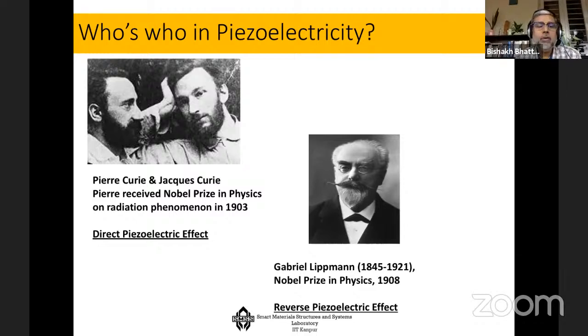So the direct piezoelectric effect is where you apply mechanical force and get voltage out of it. On the other hand, for the reverse piezoelectric effect, you apply an electric field and get a mechanical change. That's what Lippmann predicted through his mathematical model and got his Nobel Prize in 1908.